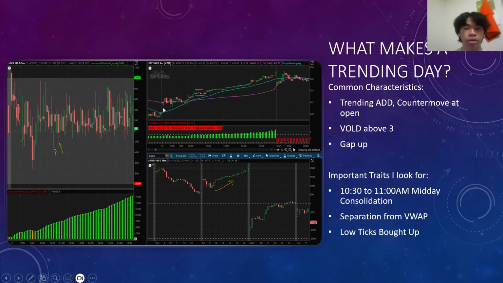And then you want to see a gap up. The important characteristics that I look for in the VWAP bounce is 11 a.m. midday consolidation. You want to see it consolidate above VWAP. See that there's clear separation, not like before where right here there's not a lot of separation between the VWAP and price, but here price is much more separated. And then you want to see the low ticks being bought up.